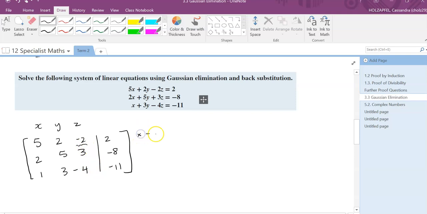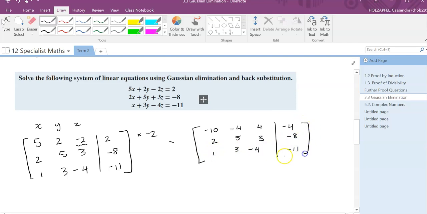So let's multiply this row here by -2, and that's going to give me -10, -4, +4, and then -4 as my value. And these other rows, I haven't actually messed with them yet, so they're going to stay the same: 1, 3, -4, and -11. All right, now that I've done that, I can see that I'll be able to add this into this equation here.